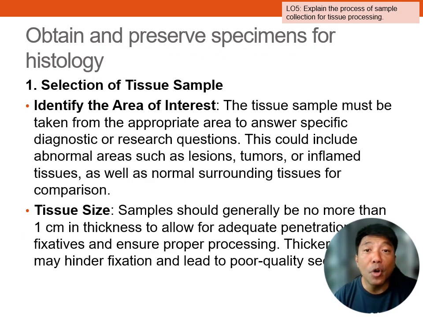Now, let's move on to the process of sample collection for histological examination. When selecting tissue samples, it's important to identify the area of interest. Samples should not be more than 1 cm thick to ensure proper fixation. Be sure to collect both abnormal and adjacent normal tissue to provide a full picture for analysis.